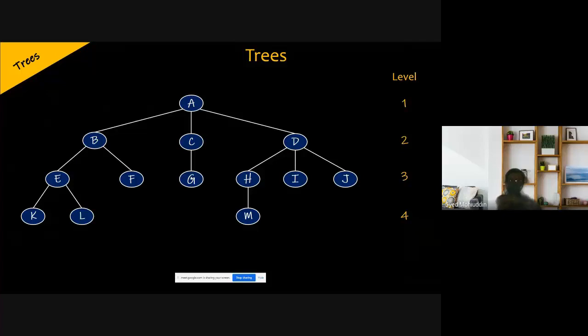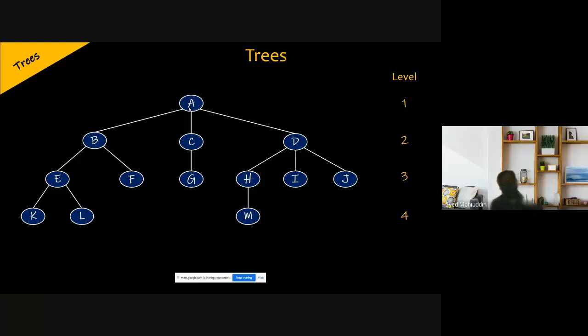Now, there is a special node here. There is only one special node, which doesn't have a parent. That is known as the root node. So here A is the root node. It doesn't have a parent, and every tree will have a root node. If there is a node, then definitely there will be a root node which does not have any parent.